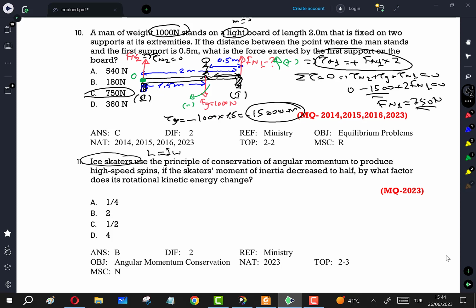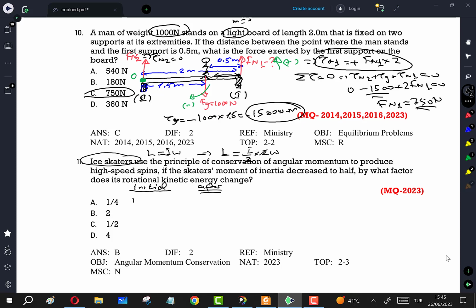And according to the question, the moment of inertia decreased by 2, so it's halved. If I decrease it by 2, to get the same angular momentum, the angular speed must double. So these two will simplify, and then you are going to get the same result again.